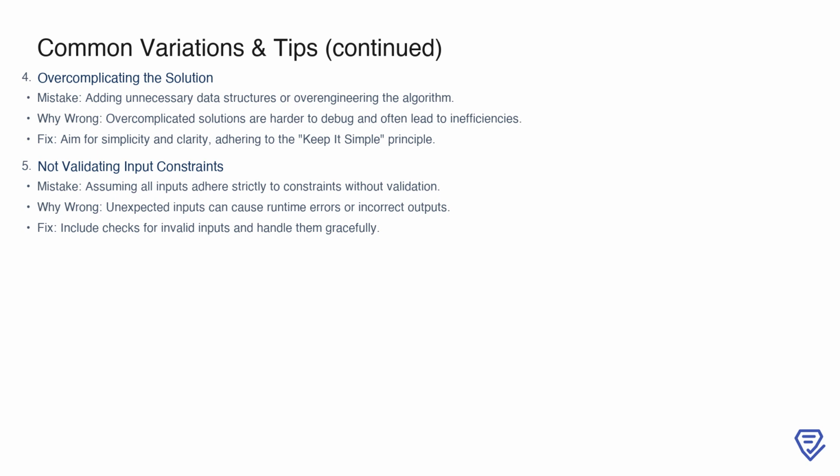Additionally, not validating input constraints is a critical error. Assuming all inputs strictly adhere to constraints without validation can result in runtime errors or incorrect outputs. To prevent this, include checks for invalid inputs in your implementation and handle them gracefully. By addressing these two issues, overcomplication and lack of input validation, you'll create solutions that are both robust and efficient.